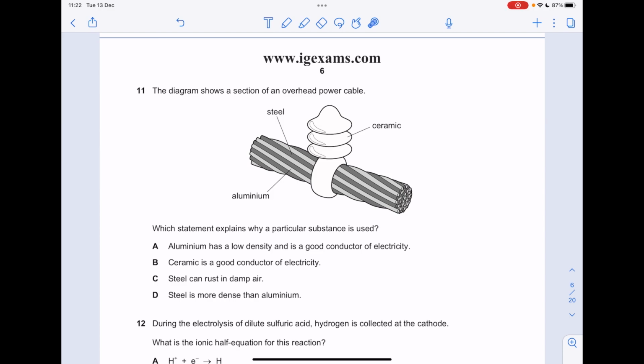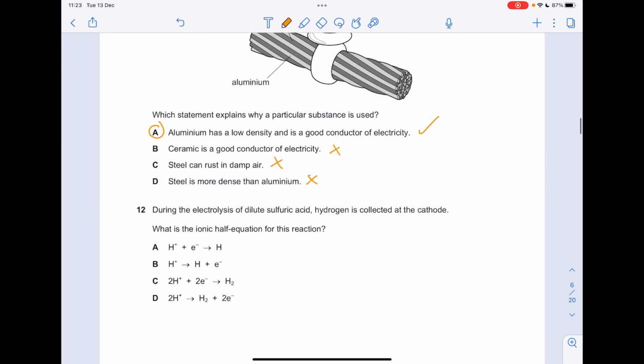So which statement explains why a particular substance is used? Actually, I've just said A. Aluminium has a low density and is a good conductor of electricity. What about the other options? Ceramic is a good conductor of electricity. No, that's just supporting the power cable. We don't want our electricity flowing through there, so that's not correct. Steel can rust in damp air. It's true, but why would that be a good thing here? Steel is more dense than aluminium. Again, that's true, but why would that be an advantageous property here? The answer here is A.